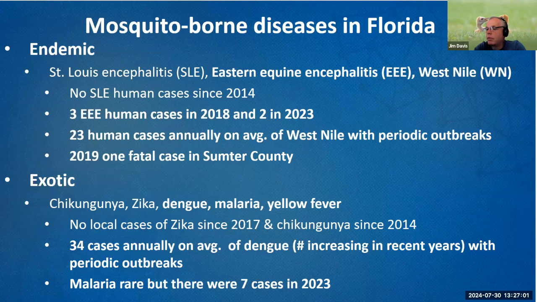So exotic: chikungunya, Zika, dengue, malaria, I believe yellow fever. I put yellow fever. I don't think yellow fever is endemic to the United States, but I put it as exotic. So no local cases of Zika since 2017. I don't know if y'all remember that. It was going like wildfire at the time. And chikungunya came first, and then Zika, which is vectored through the Aedes aegypti.